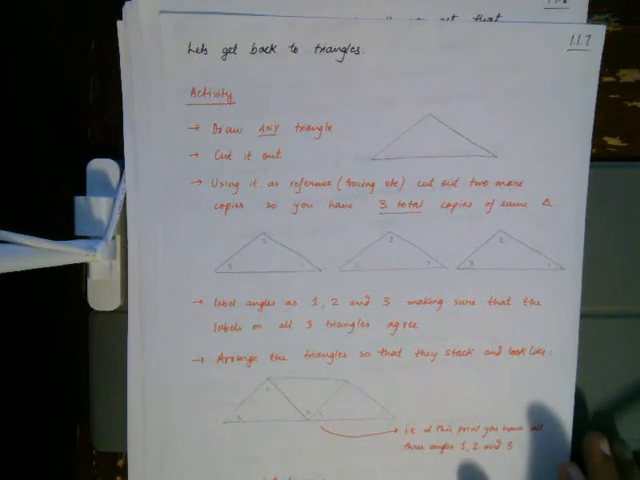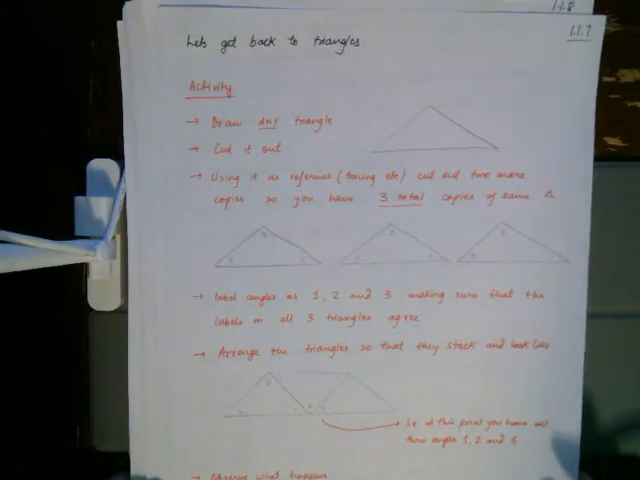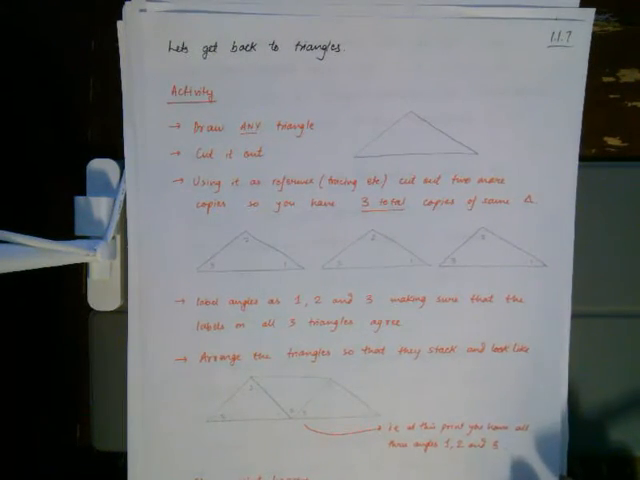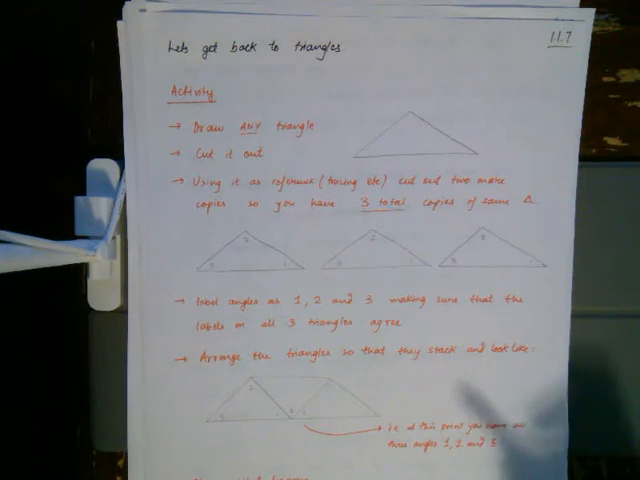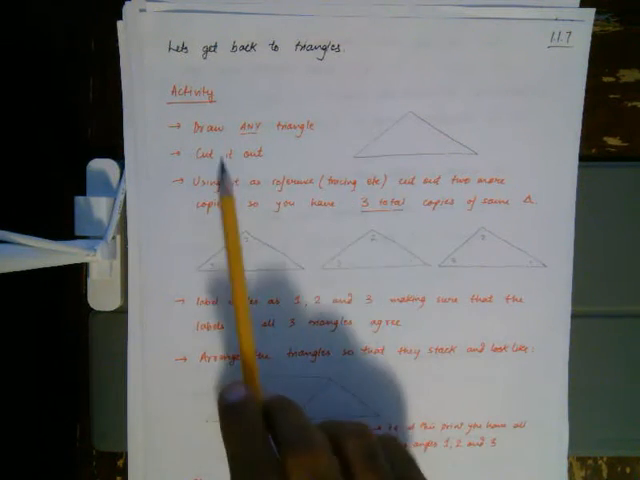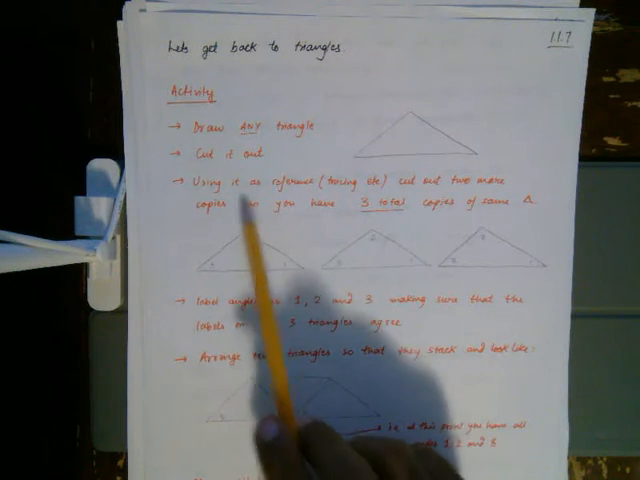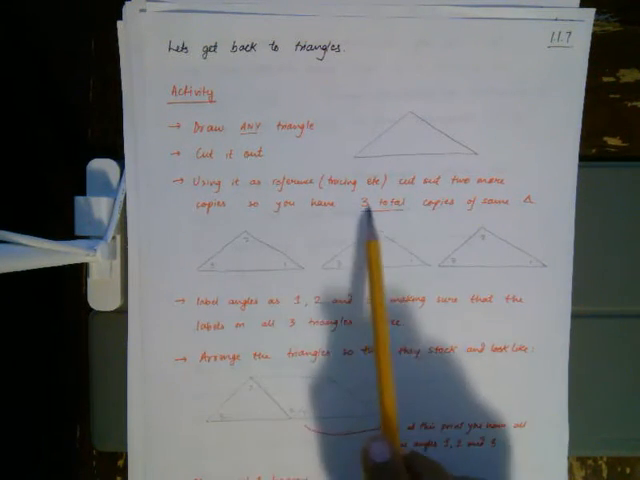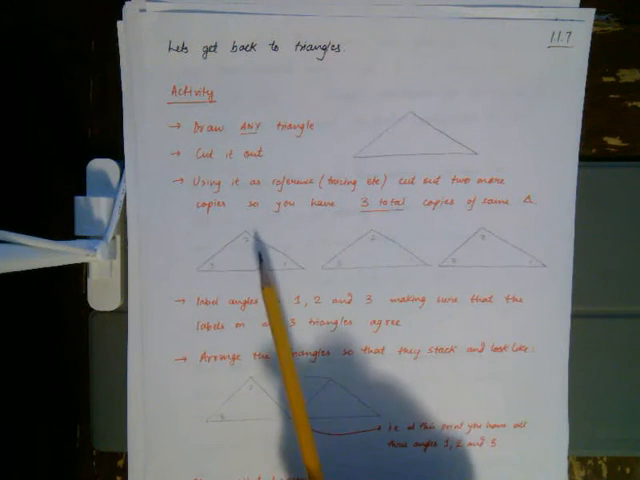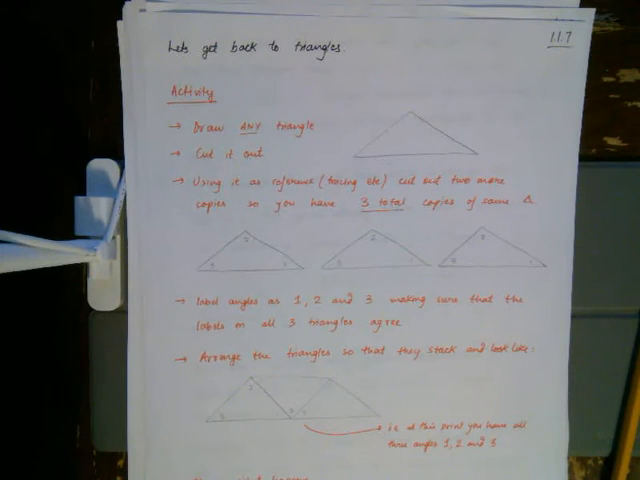Now we've got to get back to what we started with, which is going to be a little activity with a triangle, which I'm going to cover in the next video, but you can prepare yourself by following these instructions. Draw any triangle and then cut it out, and using it as a reference, cut out two more copies, so you have three total copies of the same triangle. You can go ahead and do that, and I will do that too, so that when I make the next video I have those triangles with me.